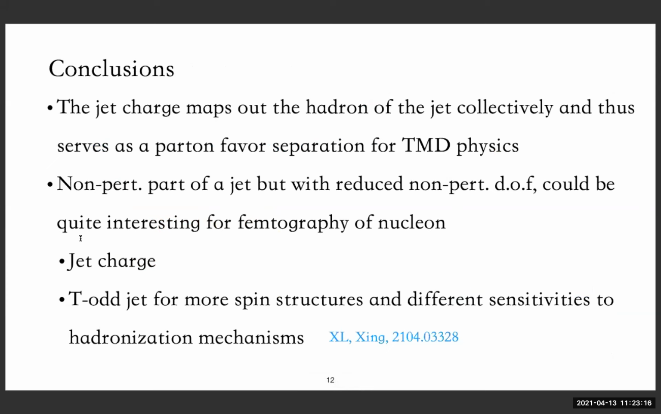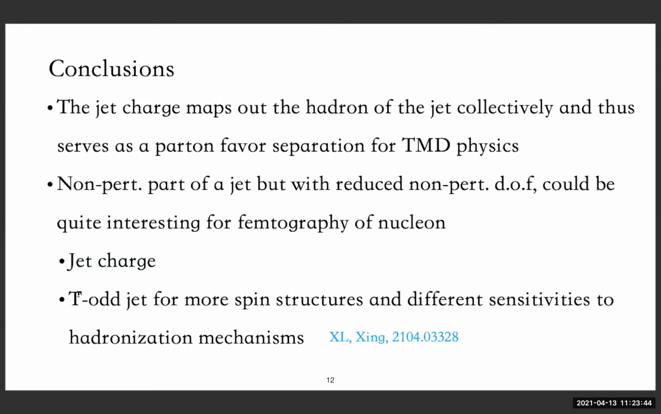Unlike the jets at the LHC, the energy of the jets for spin physics is usually relatively low. Therefore, the non-perturbative part of a jet could be sizable and sometimes even dominant. And actually, that non-perturbative part of the jet is quite interesting and also useful for the so-called femtography of the nucleon. So the jet charge is one example, as I have extensively discussed in this talk.